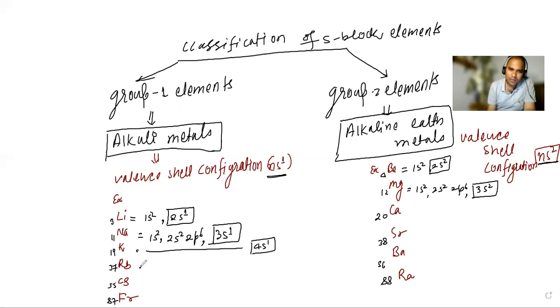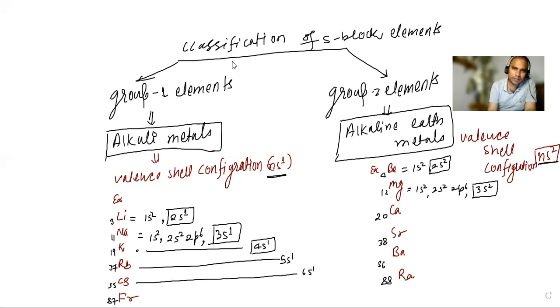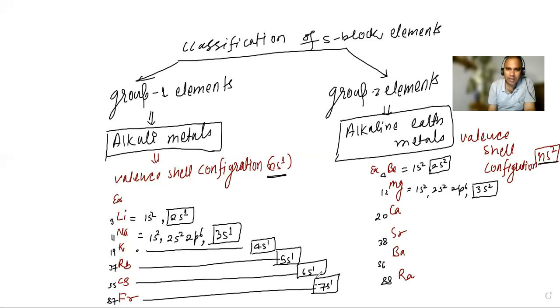If you are talking about rubidium, it is going to be 5s1. Cesium is going to be 6s1. And the next one, francium, is going to be 7s1. So all of them are coming s1, s1, s1. So they all are the alkali metals.